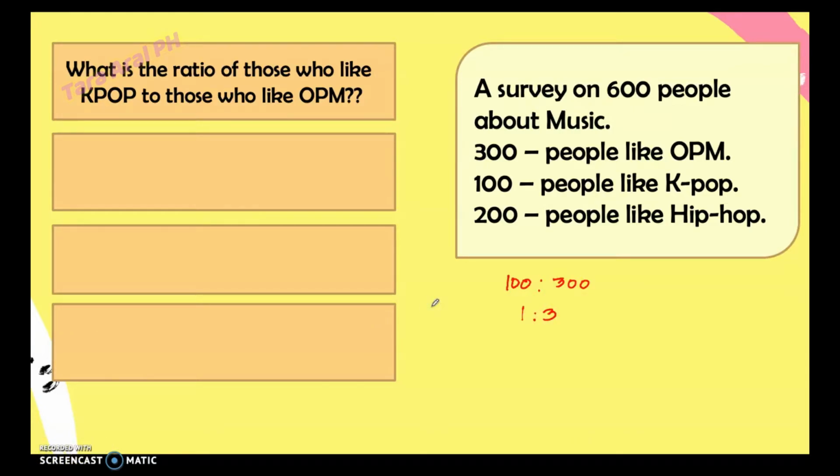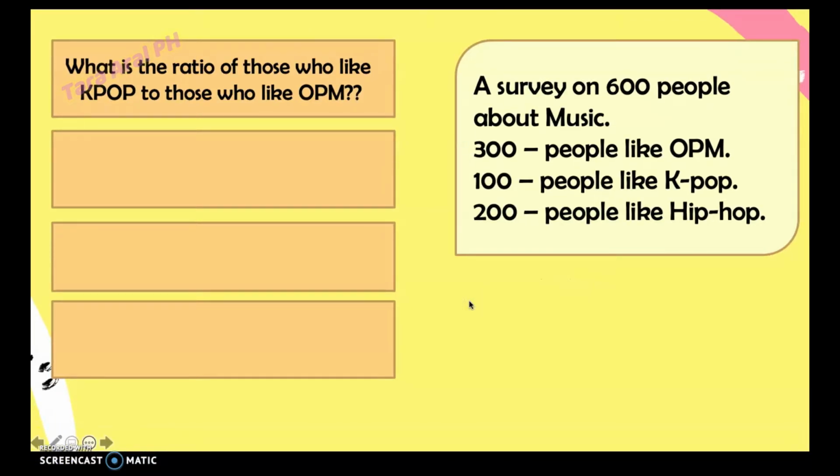Order is very important in naming a ratio because each number in a ratio corresponds to a certain quantity being identified. So if the question mentioned first the K-pop, then you write in the first term, which is 100, and next would be OPM, then the next term is the 300.